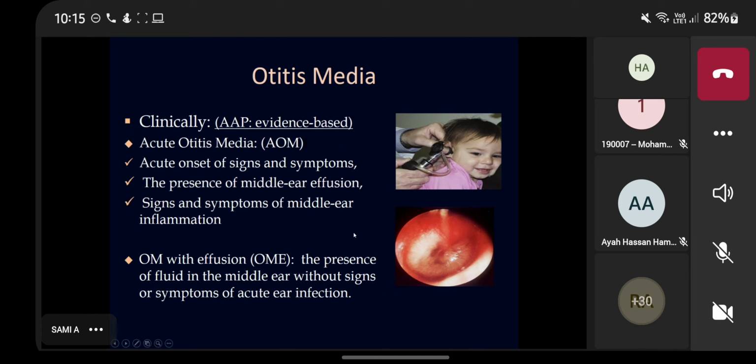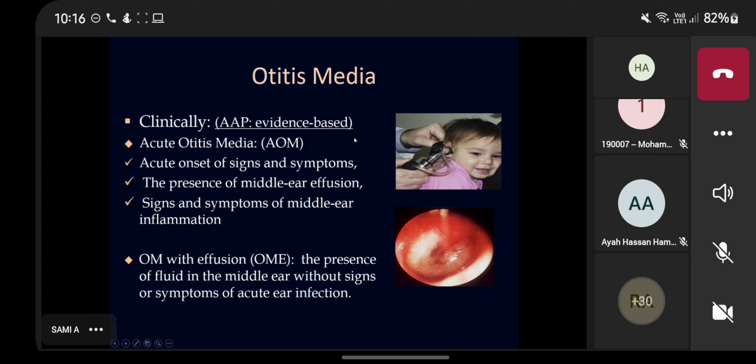Number three, you need to have signs and symptoms of middle ear inflammation. As you can see from these pictures, you have a distinct erythema of the tympanic membrane. To make the diagnosis, you need to have these three together. Keep in mind that sometimes children may cry, and when you examine the ear, you see a little bit of redness, but definitely this is not otitis media. You need these three important factors to make a proper diagnosis.